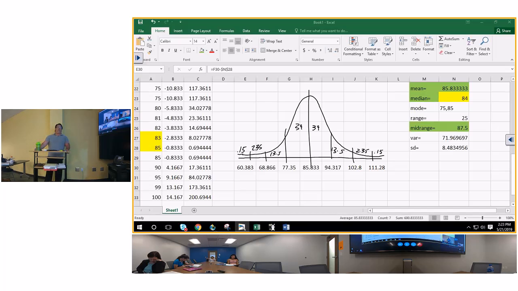So if I ask you how many people made above an 85, you would say 50%. How many made below a 69? 2.5%. How many made above 103? 2.5%.